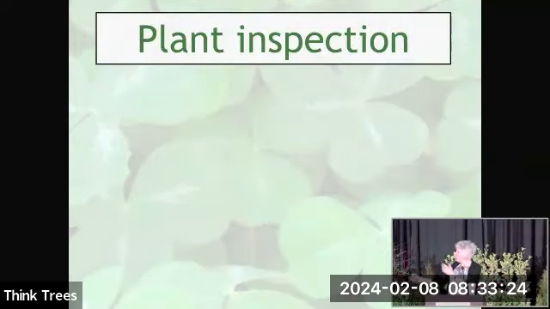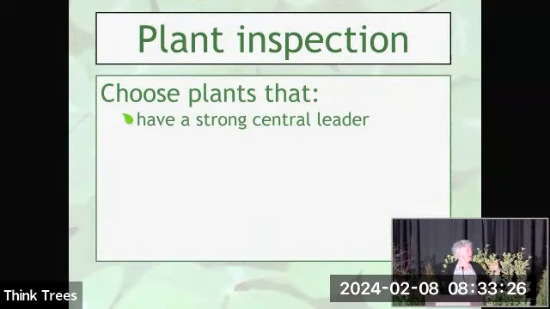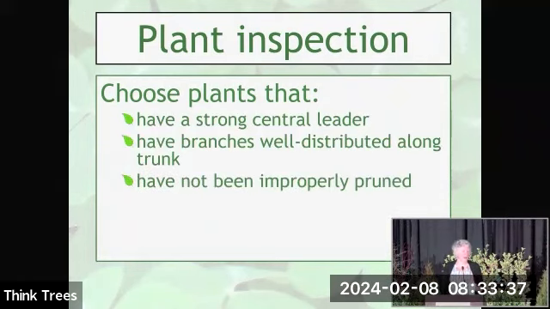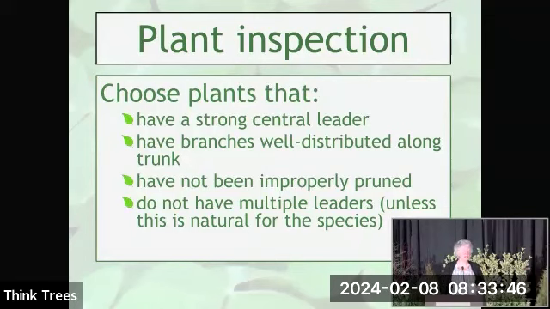Then you're going to look at the crown, and you want to have a crown that has a strong central leader. You want to have branches that are well distributed along the trunk. And that means even young trees that have those little short spindly branches, those are important. You don't want anything that's been improperly pruned. And this can happen either in the production nursery, sometimes the retail nursery. It should not have multiple leaders unless it's natural for that particular species, and some do. And you don't want to see any evidence of inclusion of bark.